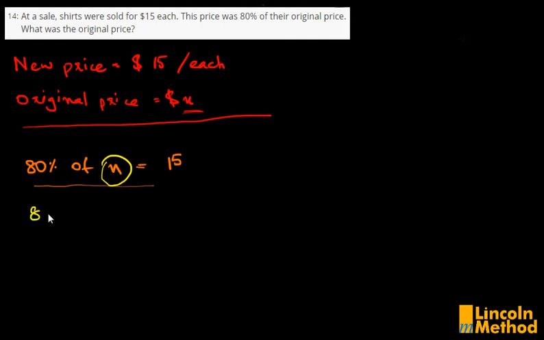Now 80% of X can also be written down as 80 over 100 multiplied by X equals 15. So what we're really given is that 80% or 80 out of 100 parts of this amount equals 15. Now with that information we can find out what X is. So let's get onto it.